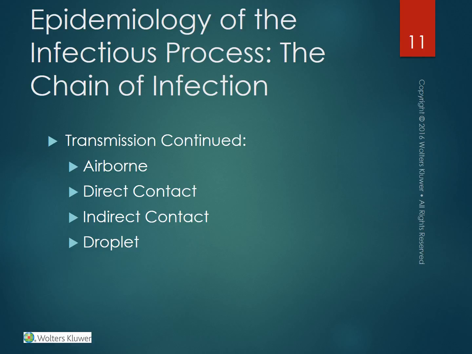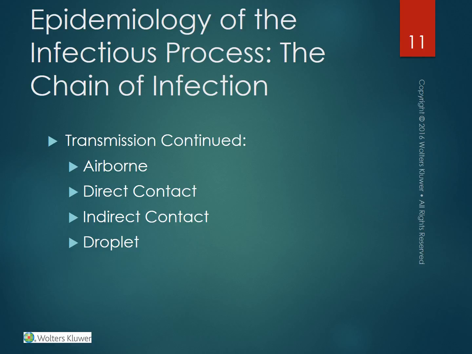Direct contact transmission of disease occurs when there is body surface to body surface contact with a person or animal. Indirect contact involves the spread of the disease through a vehicle of transmission such as a contaminated needle, toys, or soiled clothing.